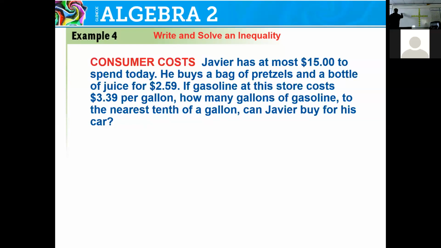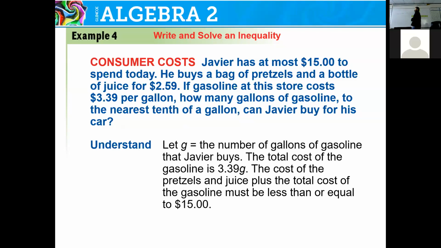So for every gallon, he is going to pay 3.39. Okay, and I'm going to associate a G that represents gallons. And all of this must be less than or equal to 15, because that's the amount of money that he started with. Okay, so it says let G equal the number of gallons of gasoline Javier buys. The total cost of the gasoline is 3.39G, meaning we're going to pay $3.39 for every gallon. The cost of the pretzels and the juice, added to that, must be less than $15.